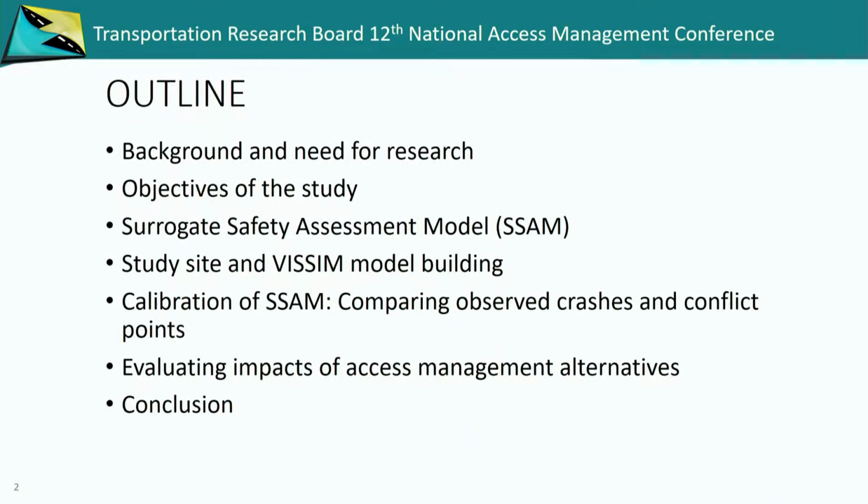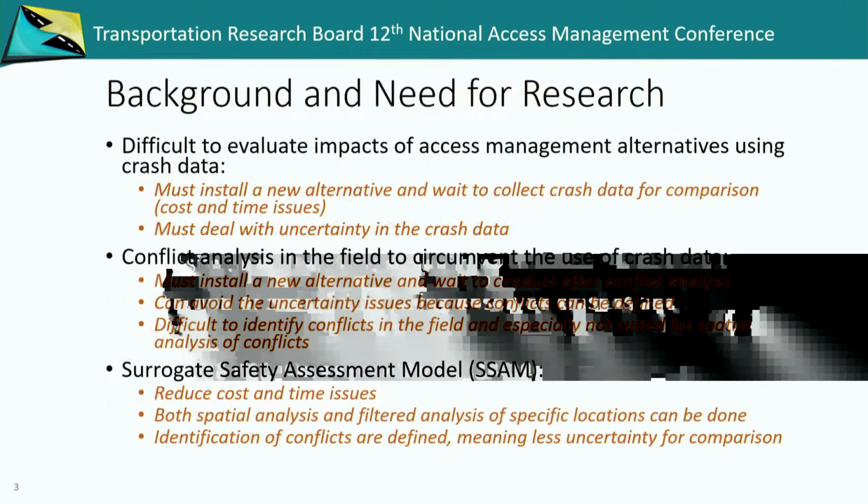So I'm going to go through your typical outline: background, need for the research, what we're doing here, the objectives, and there are essentially 2 sections that we'll talk about. There's the SSAM, the Surrogate Safety Assessment Model results, and then there's a calibration and evaluation component that ties into this. It kind of ties into some of the stuff that Christine was talking about, and into what's happening in another session over here in terms of raised medians and left turns. But it all ties together, into access management.